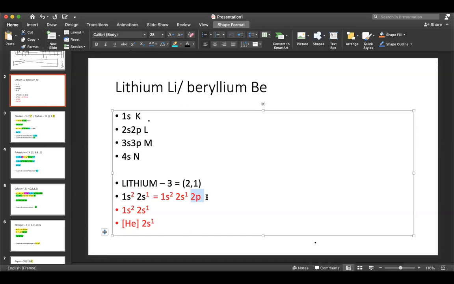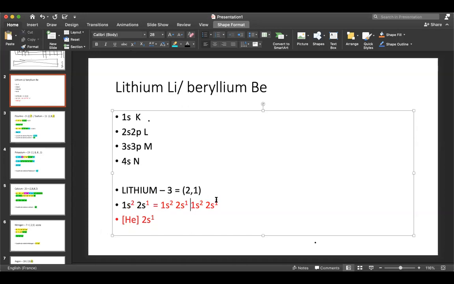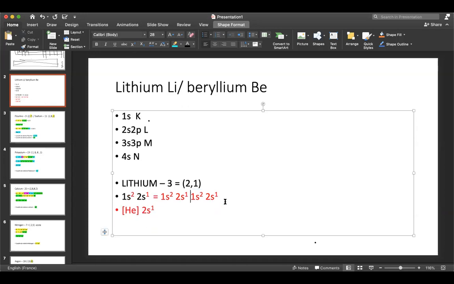And therefore, the electron configuration for lithium would be 1s2 2s1, which is the same as 2,1, the same as the configuration that you guys have learned all the way back from Zambia.